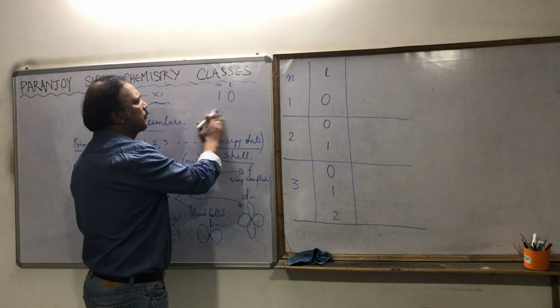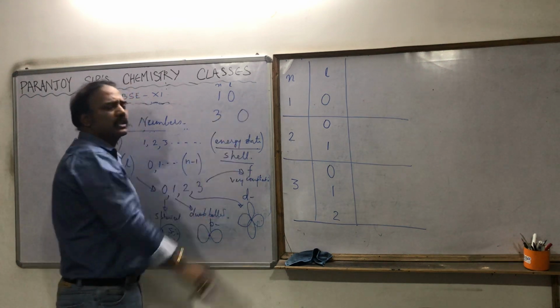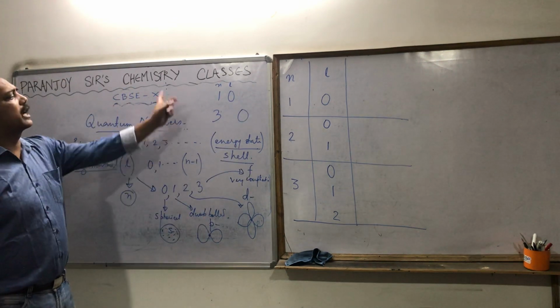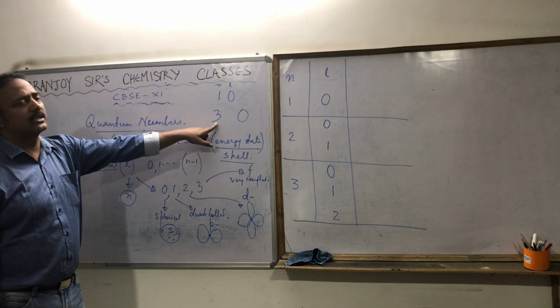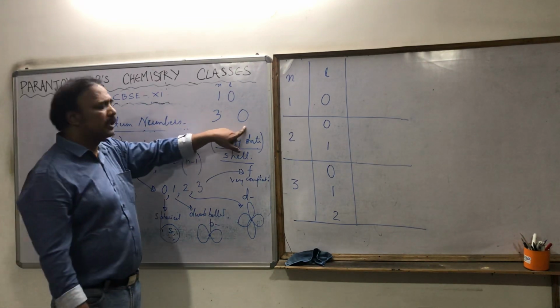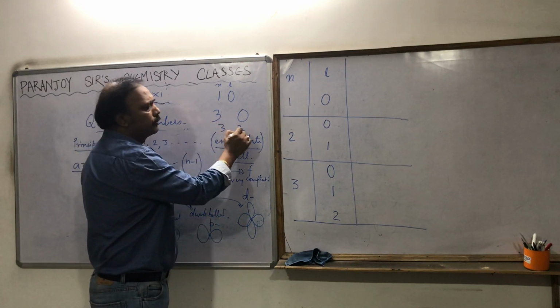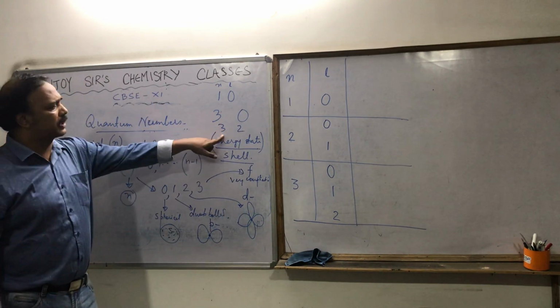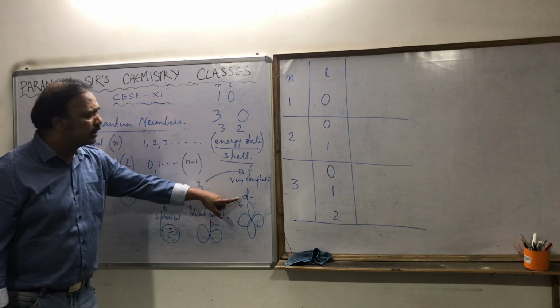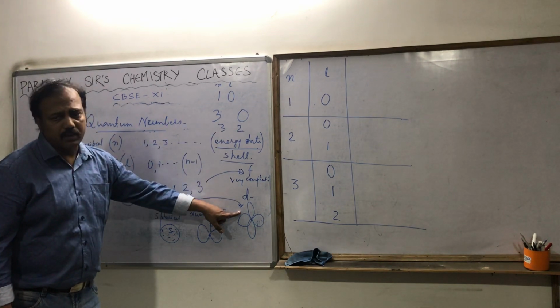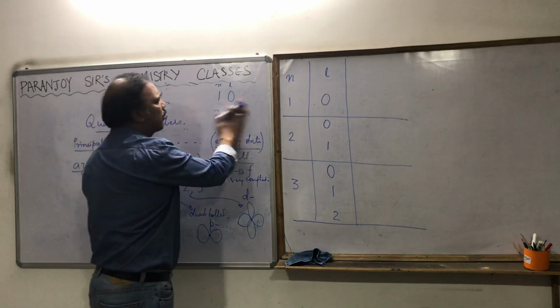If I write suppose 3, 0, what can you understand from there? We can understand that the electron is present in the third shell, and which orbit? 0 means s orbit. If I write 3, 2, what does it indicate? Third shell, and 2 means d orbit. Okay, that I already told you.